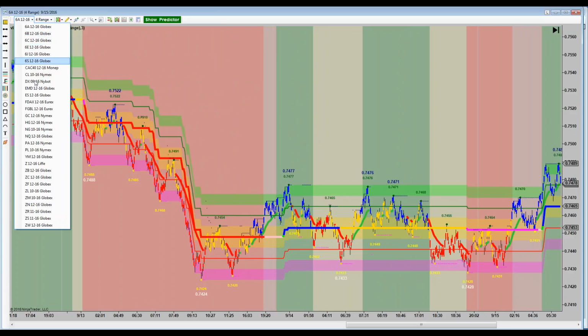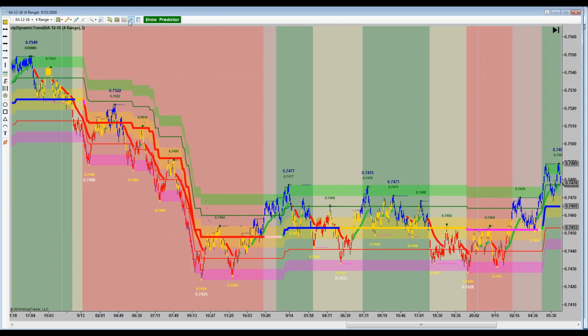Anybody in here trade gold? You want to see predictor on here? Okay, sure.